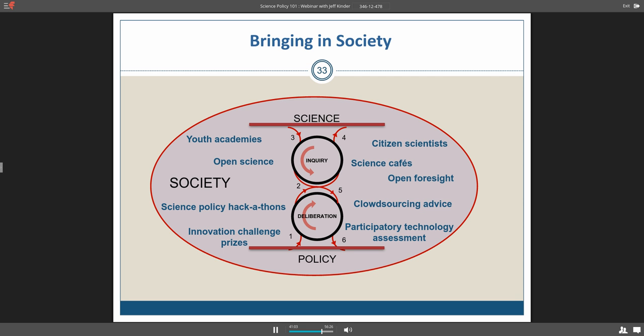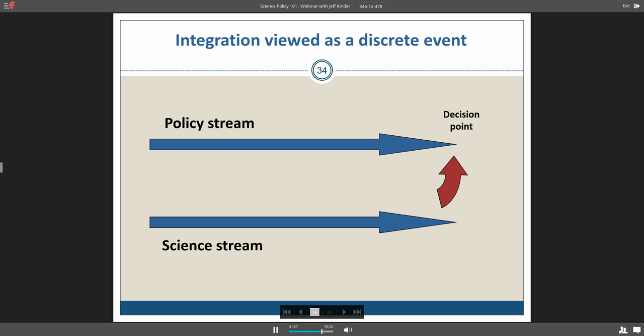Sometimes you'll see society as a third circle or a third bubble. I prefer to see the science policy interface as being embedded within society. But then, how do we better open up that interface and that integration through things like open science, citizen science, foresight, science policy hackathons, etc. And I'd be happy to explore that further with you.